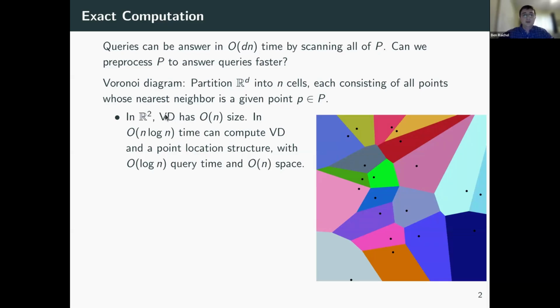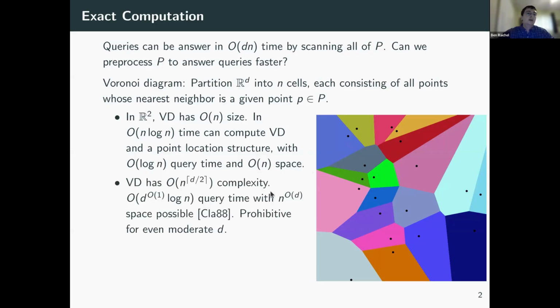And indeed, in the plane, the Voronoi diagram is very nice, right? It has linear size. It can be computed in near linear time, along with a point location data structure that'll tell you which cell you're in, such that you can answer queries in logarithmic time. So this is really ideal in the plane, right? So I have small size, small query time, small pre-processing, right? So those are typically the three quantities that we look at: time for the query, storage size, and maybe slightly to a lesser extent, the pre-processing time.